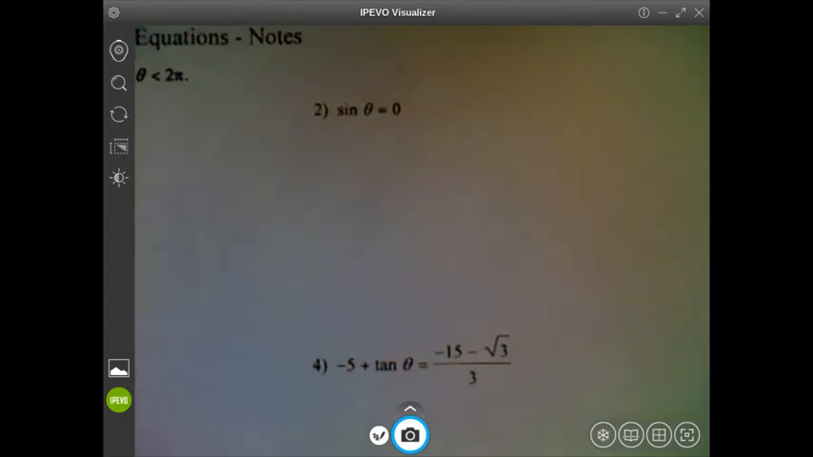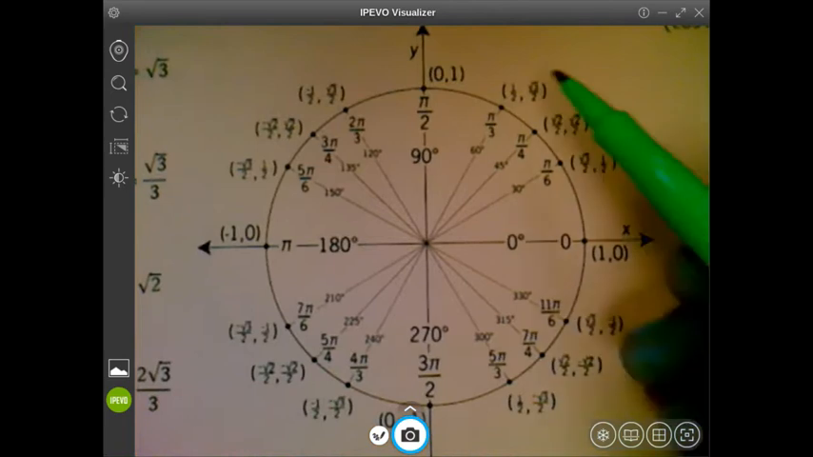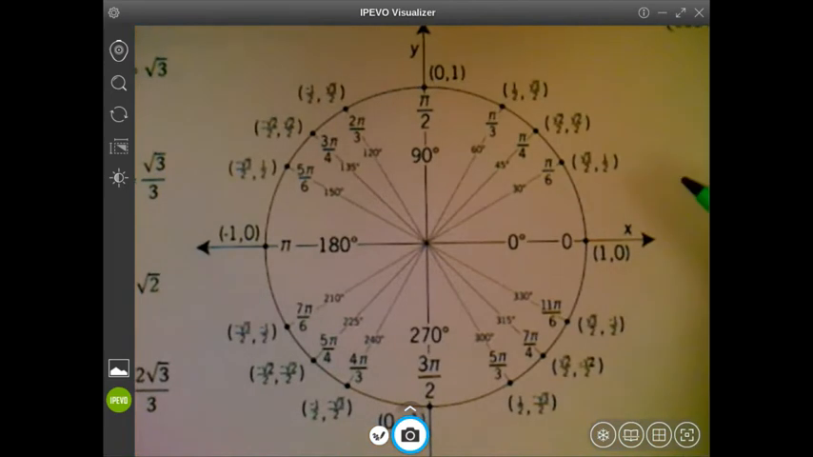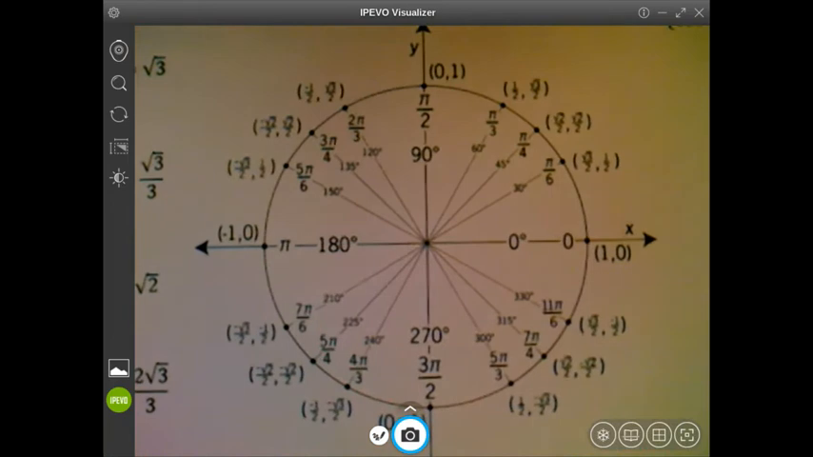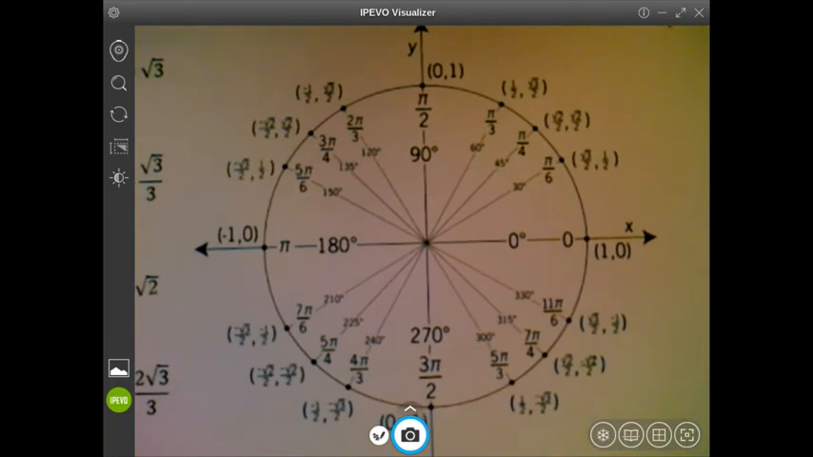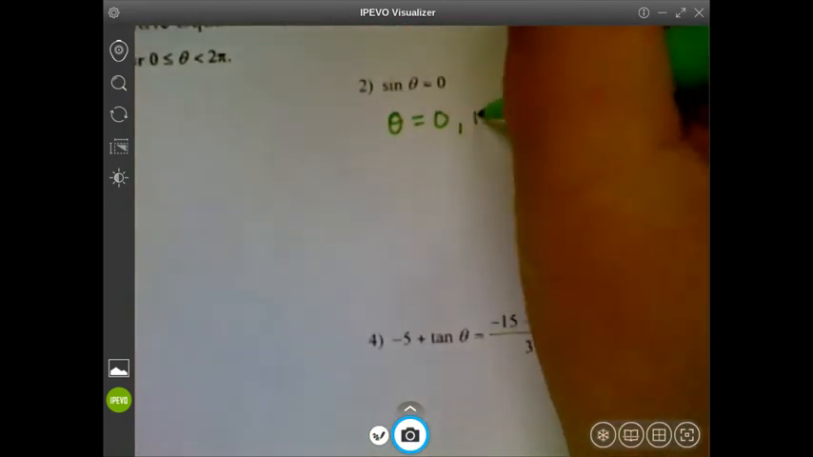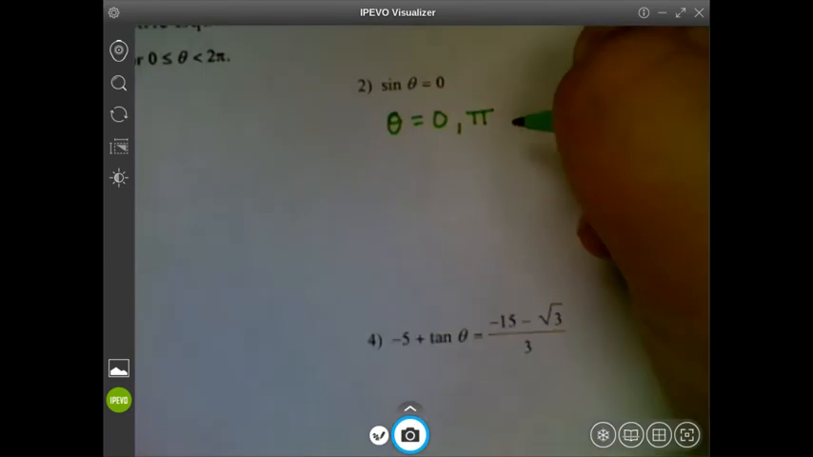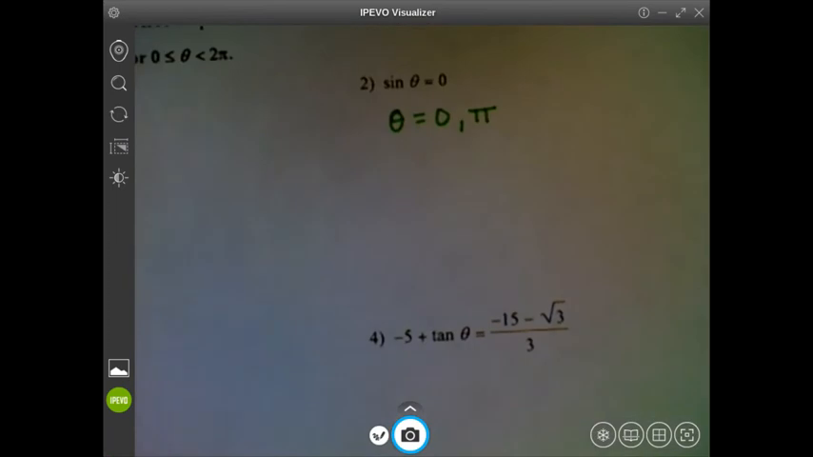All right, so the next one says sine of theta equal to 0. So where is the sine equal to 0? So go back to your unit circle. And if you look on your unit circle, remember the sine is the y-coordinate. Technically, it's here, right? And so we'll say 0. And then the other place is over here as well. So pi is the solution also. So we have two solutions, both 0 and pi. So theta equals 0 and pi. Now, we're not going to include 2 pi because of the whole equals to thing that we talked about earlier.